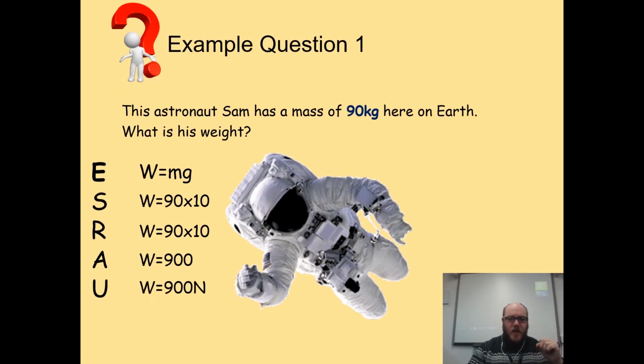Right, so this is an astronaut. His name is Sam. Hello, Sam. He can't hear us because there's no air in space, so sound can't travel. He has a mass of 90 kilograms here on Earth. Before I ask what his weight is, what's his mass in space? If he's 90 kilograms here on Earth, what is his mass floating around in space?